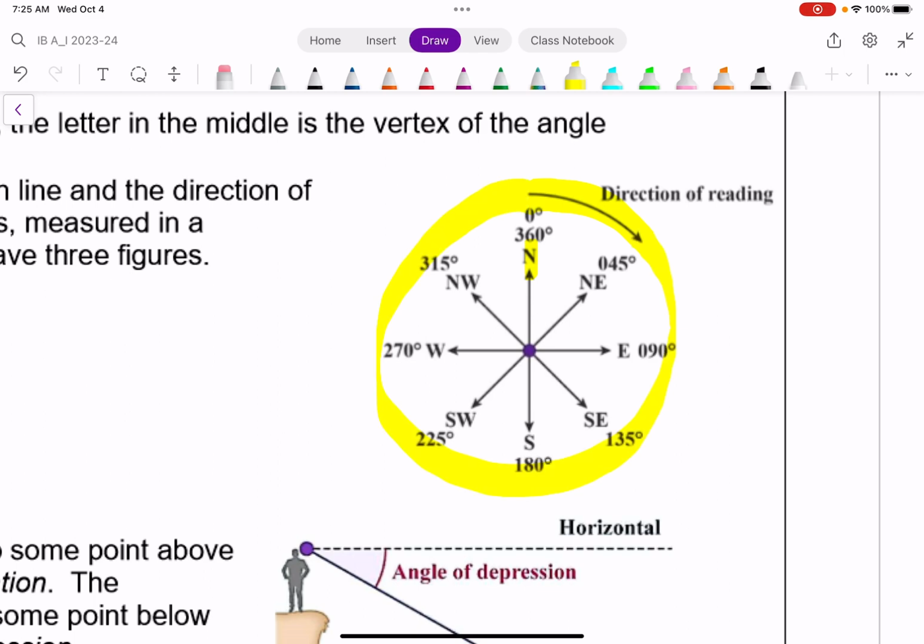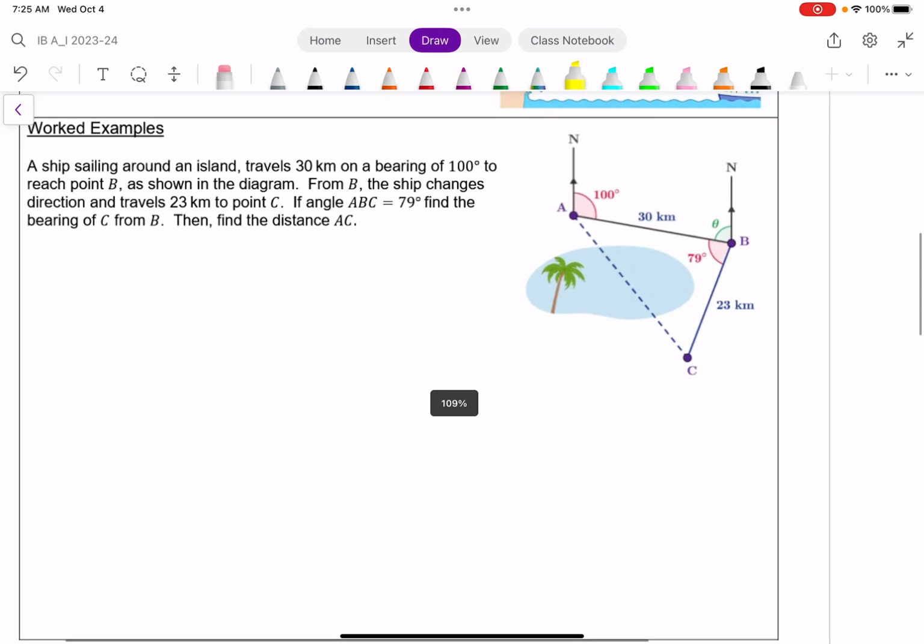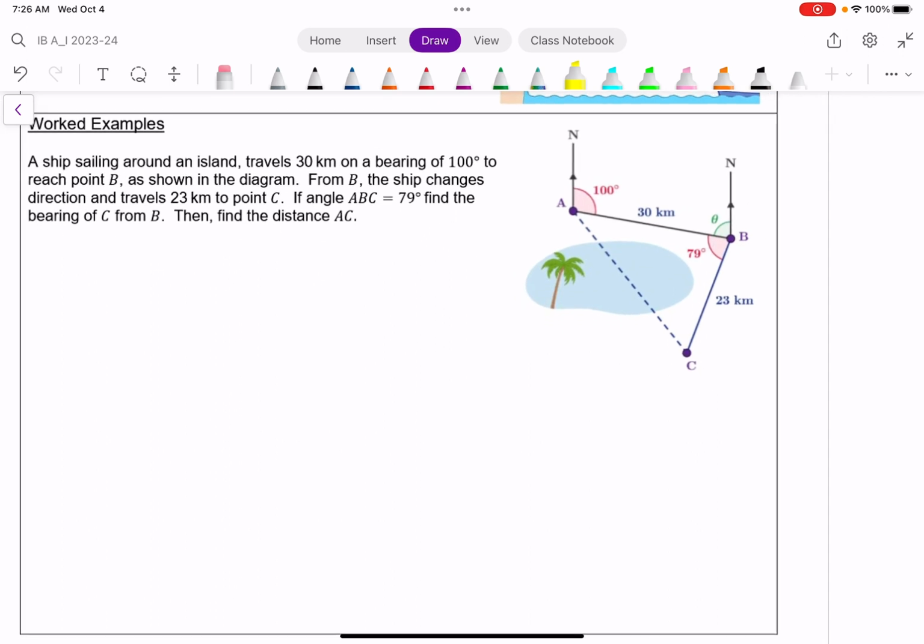And they're always 3 digits. So when you have something less than 100 degrees, there's always a 0 in the front. And so for this first question, it's describing most aspects that you see on this diagram. So instead of me reading it all out, there it is.